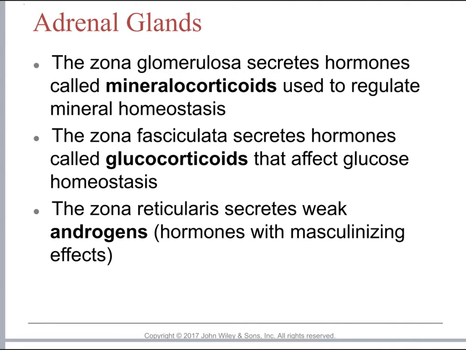The second zone, the zona fasciculata, secretes, again, the class of hormones, glucocorticoids, the main hormone being cortisol. Now, this ultimately affects glucose homeostasis. Now, remember, because most body cells have cortisol receptors, it affects a multitude of functions in the body. Now, cortisol ultimately can help control blood sugar levels, it regulates metabolism, helps to reduce inflammation, and assists with memory formation. It also has a controlling effect on salt and water balance, which ultimately helps to control blood pressure.